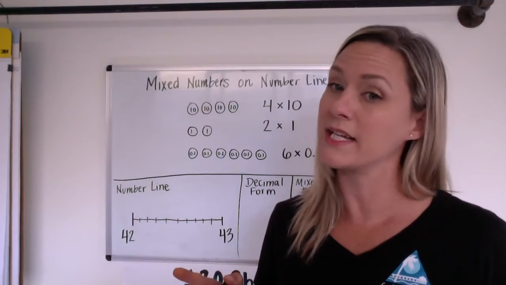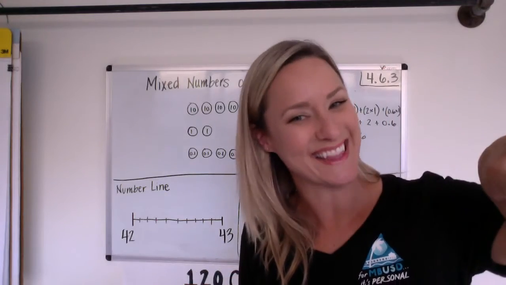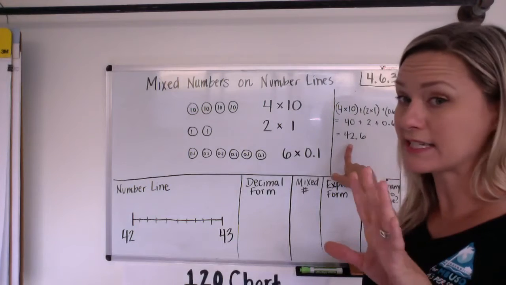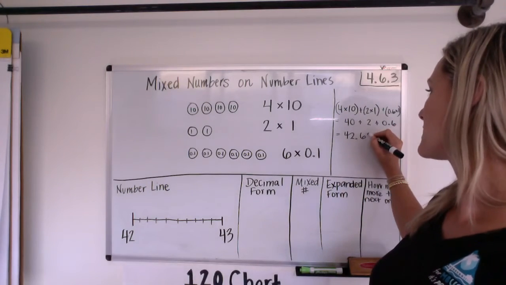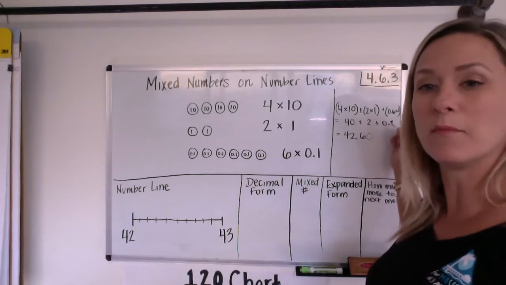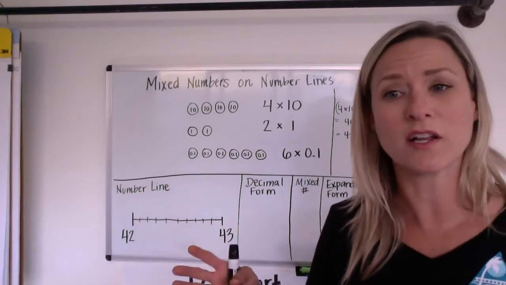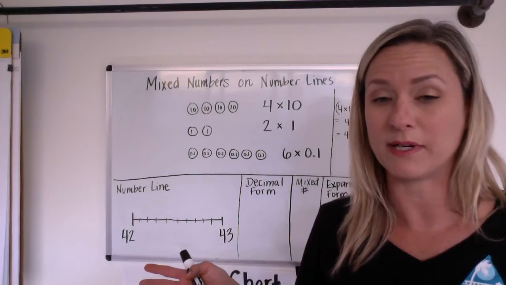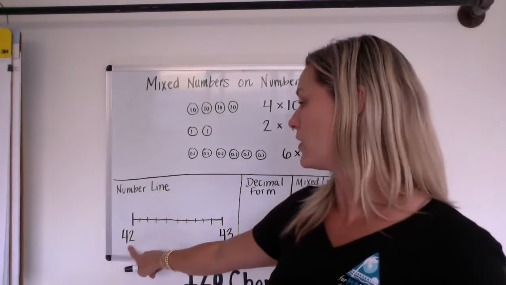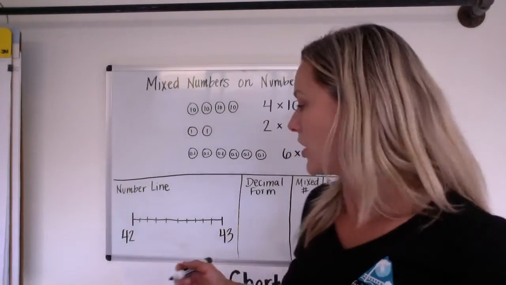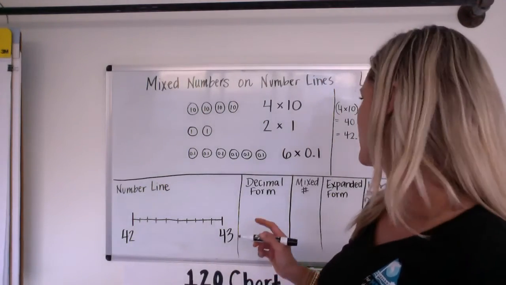Now, if you're thinking money again, which I always like to think about, this would be $42 and 6 tenths of a dollar, or 60 cents, because we can always put a 0 right behind there, behind the decimal without changing the value. So this would be $42.60 if we were thinking about money. And that would make sense. It would fall between $42 and $43, right? Okay, so let's check this out.